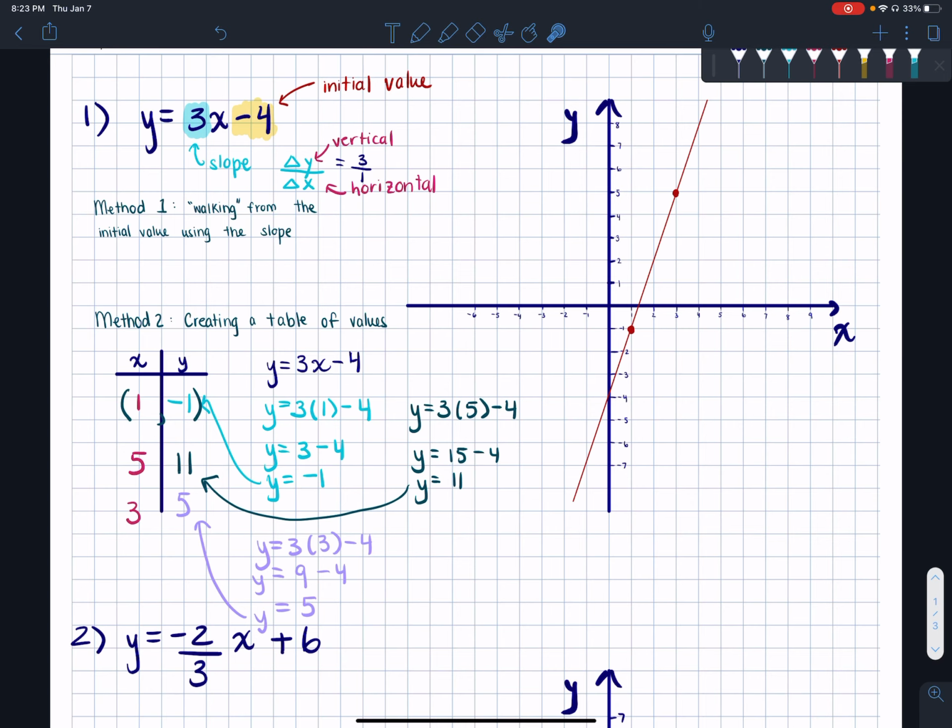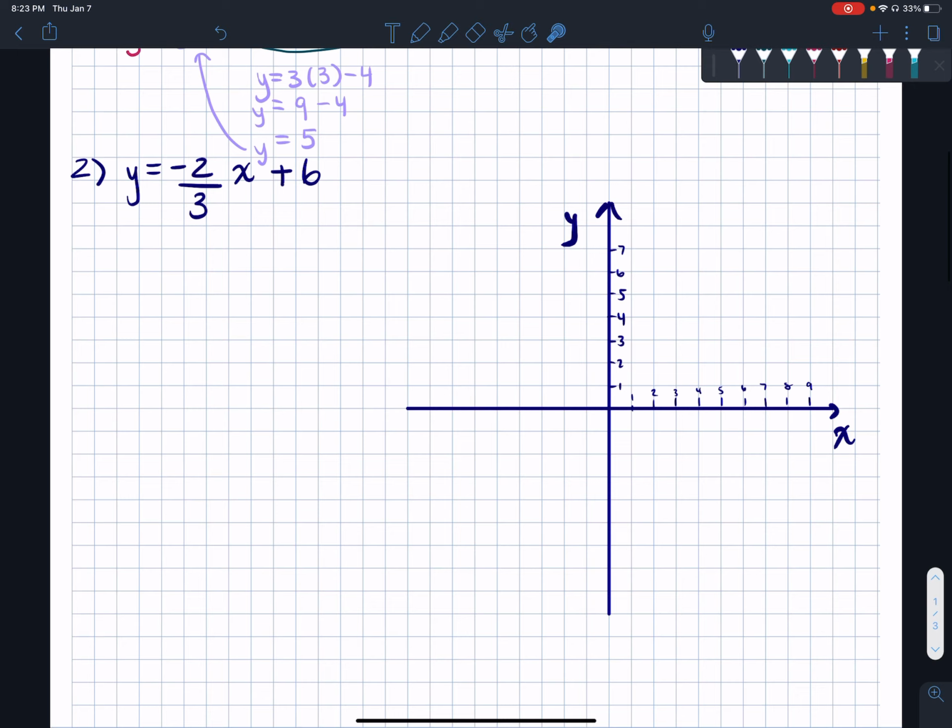I'm going to do one more example, and I'm only going to do it using the first method since it's faster, and I'm also going to run through the example a little bit quicker. Okay, so the first thing to do is starting with this initial value. So putting that right on the graph right away, and now using that slope to walk from the initial value.